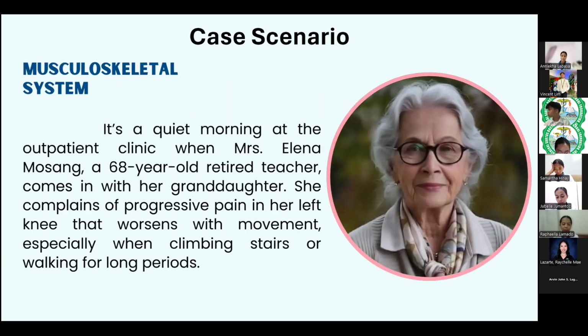It's a quiet morning at the outpatient clinic with Mrs. Alana Mosan, a 68-year-old retired teacher, who comes in with her granddaughter. She complains of progressive pain in her left knee that worsens with movement, especially when climbing stairs or walking for long periods.